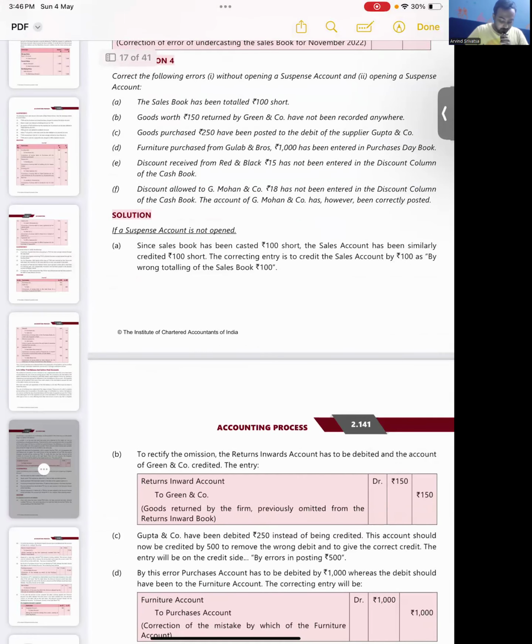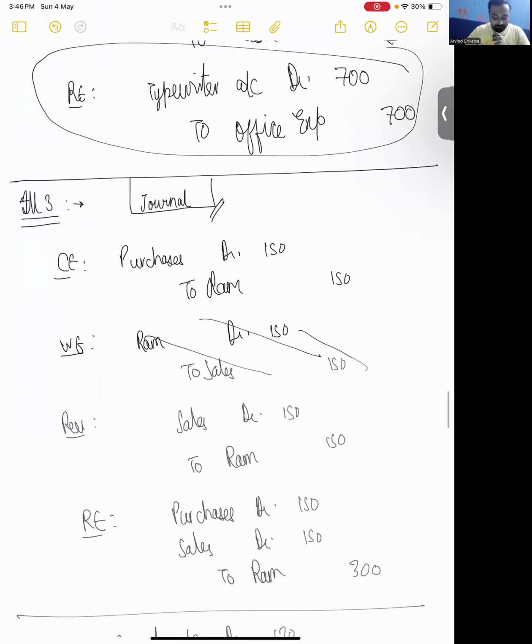Discount allowed to G Mohan and Co. 18 has not been entered in the discount column of the cash book. The account of G Mohan and Co. has, however, been correctly posted, guys. So here, what they are saying is the entry that should have been passed is discount allowed account debit to G Mohan and Co. But they have forgotten to debit discount allowed account, but they have correctly credited G Mohan and Co. account. So here we will take the format of correct entry, wrong entry, rectification entry, and move on.